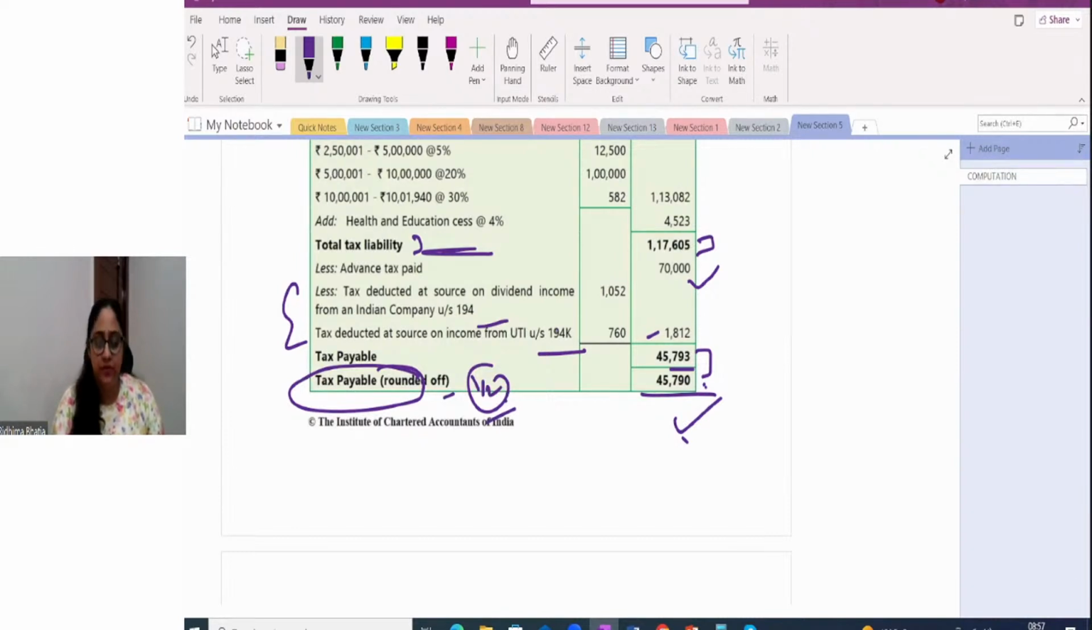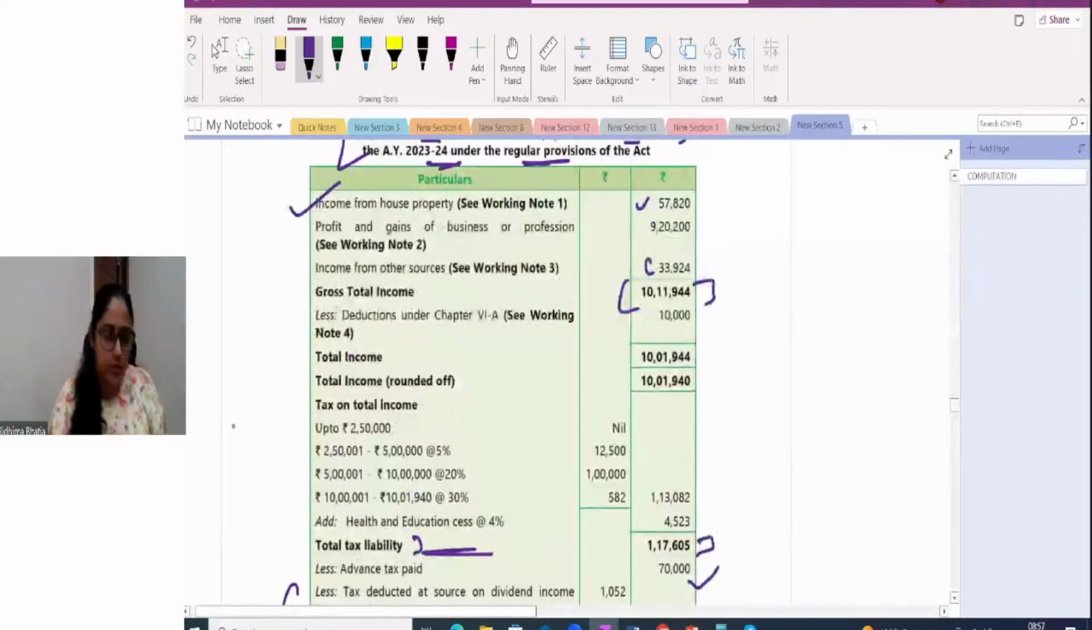Now quickly let's see 115BAC में क्या things would not be considered. Is there any difference of any adjustments which were made? I don't think so, because we have not taken 24B, we have not taken additional depreciation, we have not taken any other thing. But one major difference would be that gross total income would be same, but total income would not be same because 80C would not be allowed.